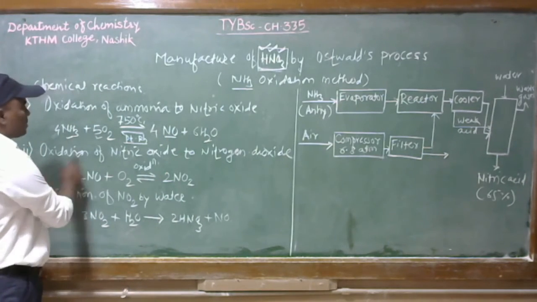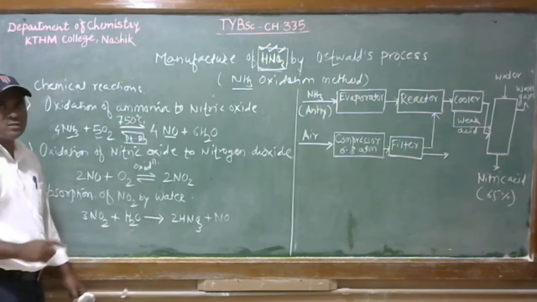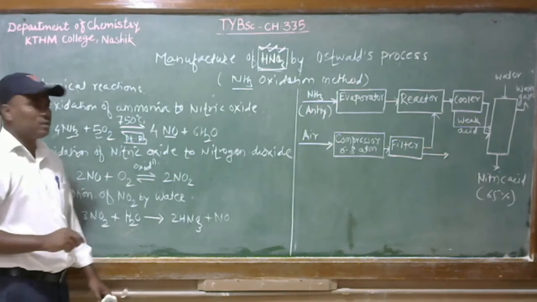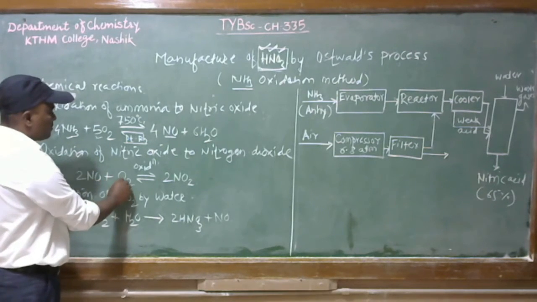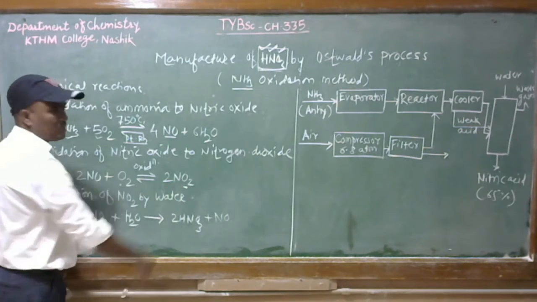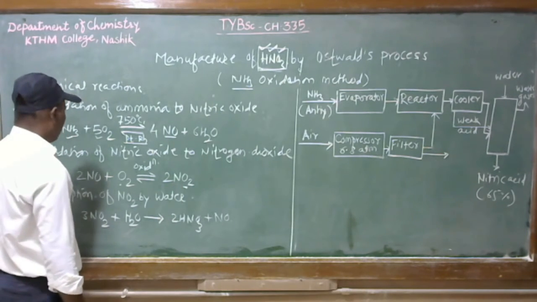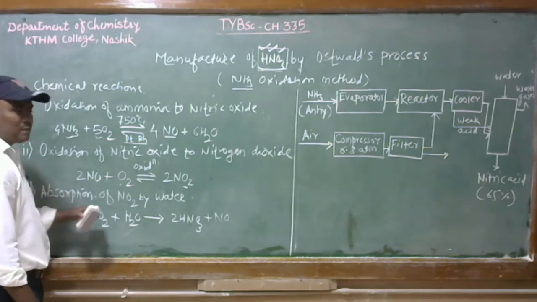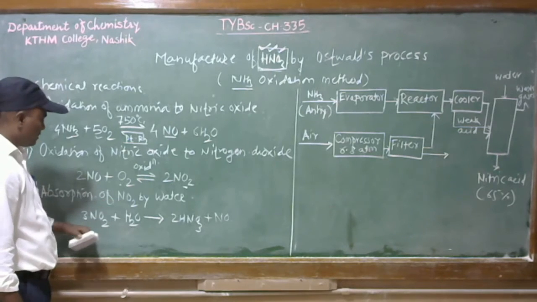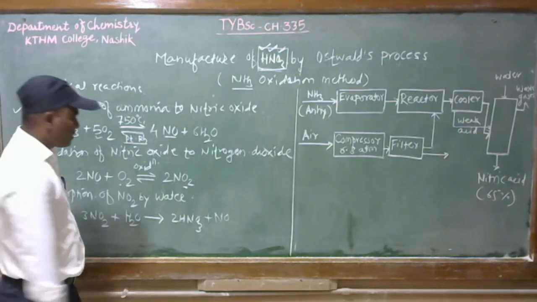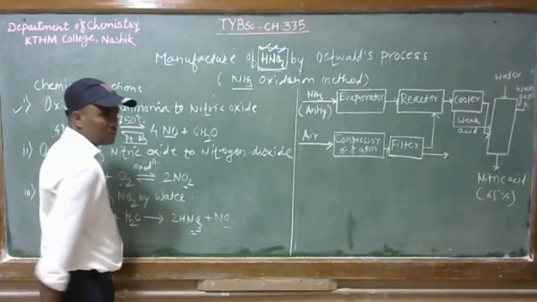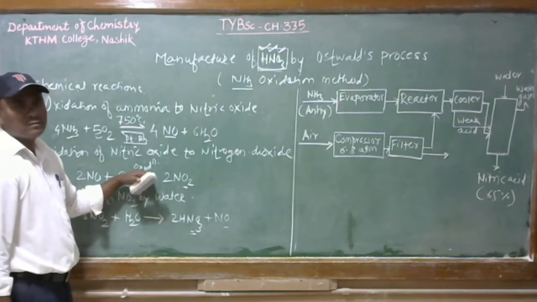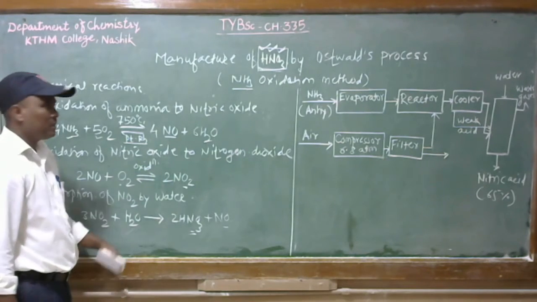Next step is oxidation of nitric oxide. The nitric oxide, which is obtained in the first step by oxidation of ammonia, is further oxidized with air and it gives nitrogen dioxide. And the last step, absorption of nitrogen dioxide by water, gives nitric acid and some amount of nitric oxide, which we can recycle to get nitrogen dioxide.